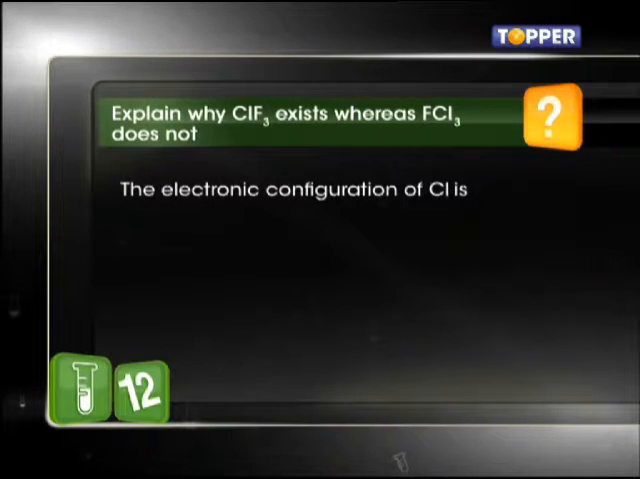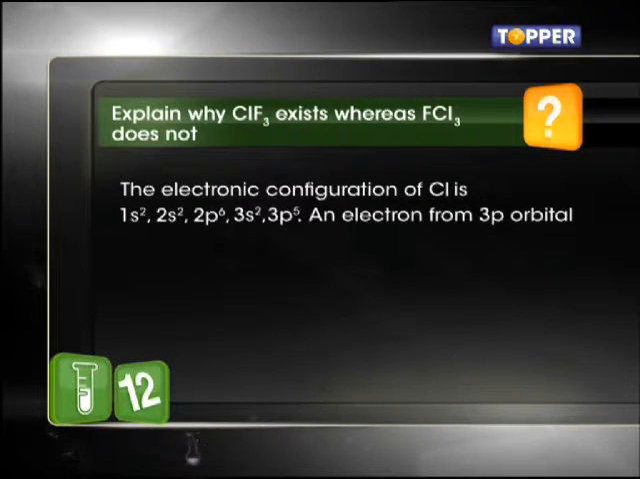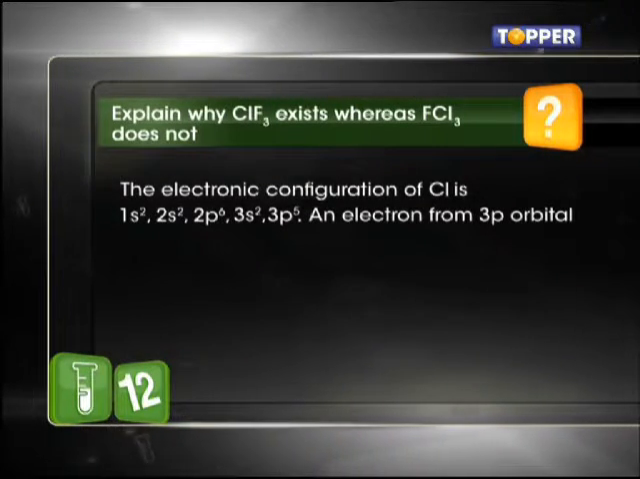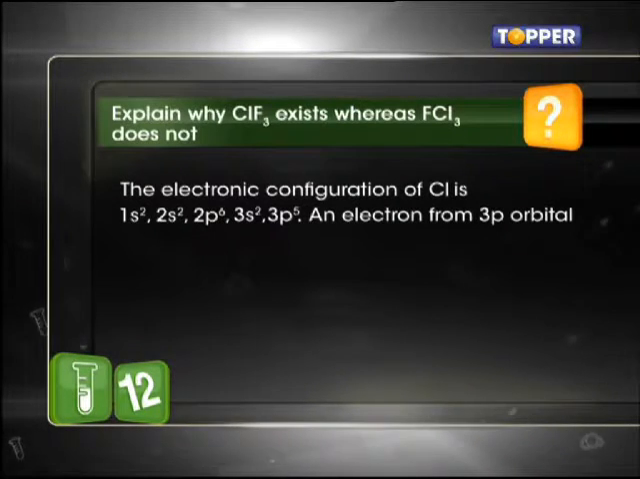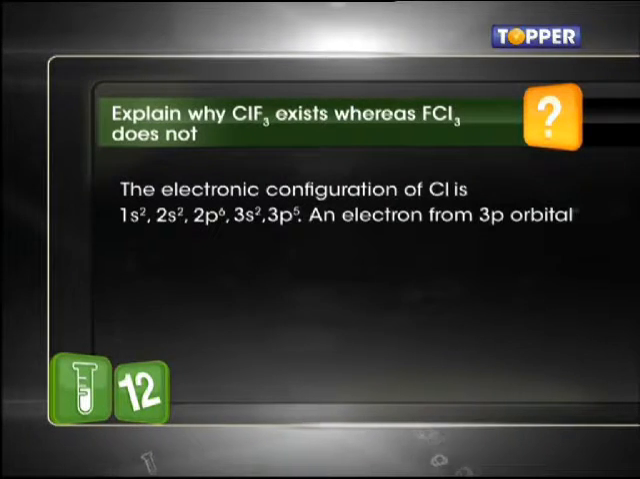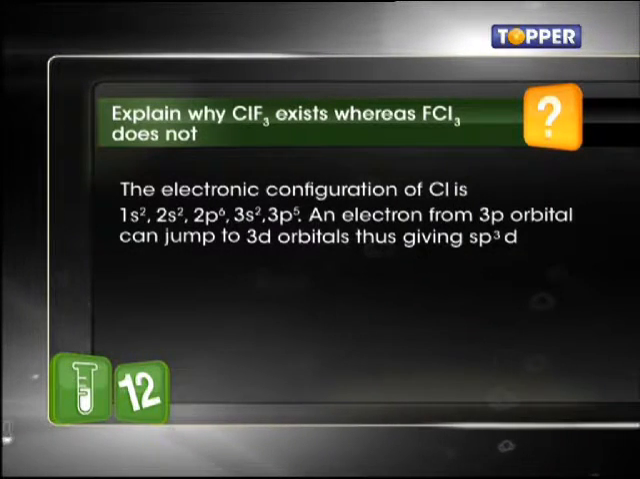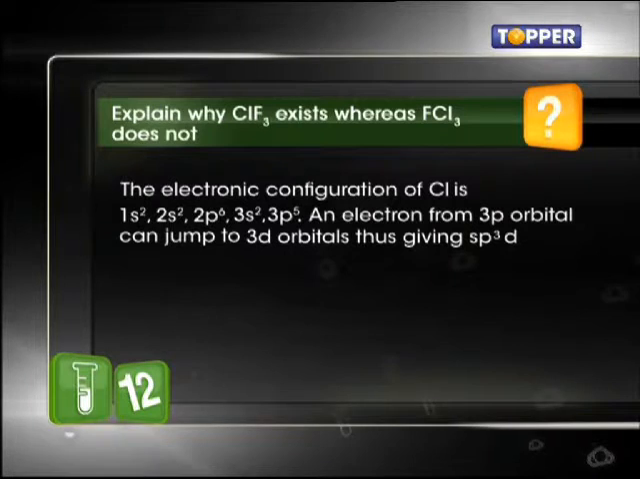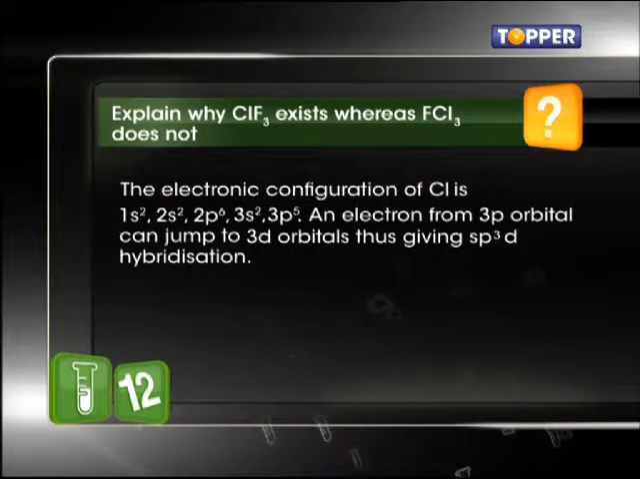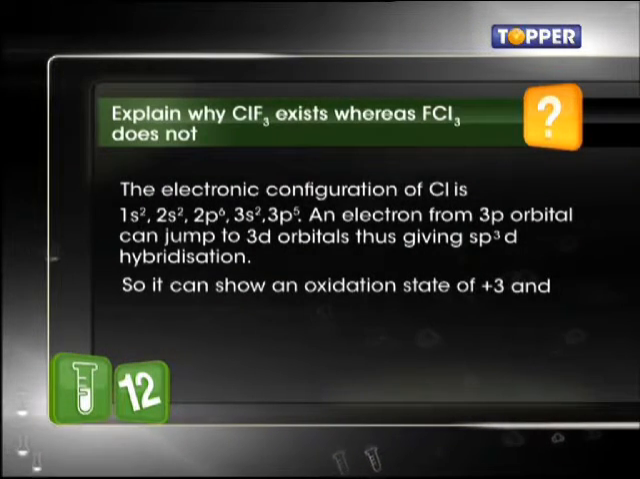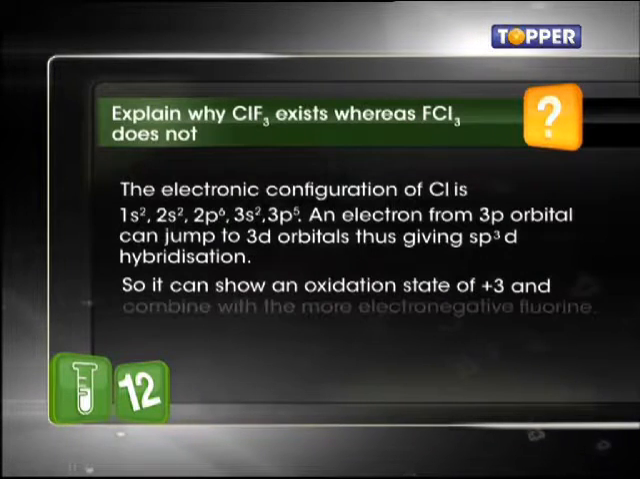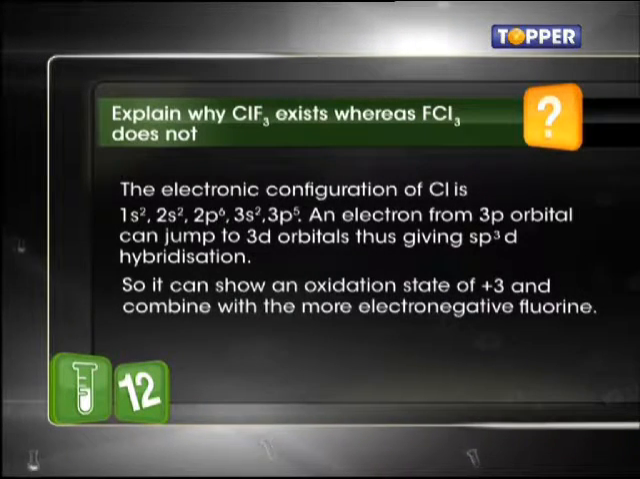In the answer we will write, the electronic configuration of Cl is 1s2, 2s2, 2p6, 3s2, 3p5. An electron from 3p orbital can jump to 3d orbitals, thus giving sp3d hybridization. So it can show an oxidation state of +3 and combine with the more electronegative fluorine.